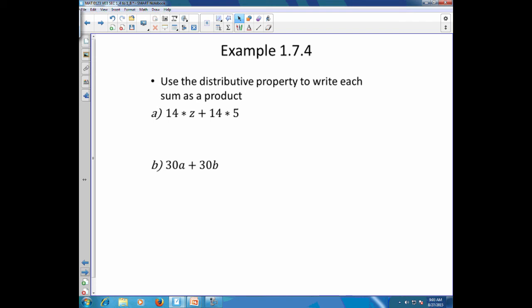So now we want to just kind of do this the opposite way. We want to use the distributive property to write these sums as a product. And so we have 14 times z plus 14 times 5. Well, they both have 14. So that's the thing that's being multiplied. And so we can say this is 14 times (z plus 5). If we were to distribute that 14, we would get back what we started with.